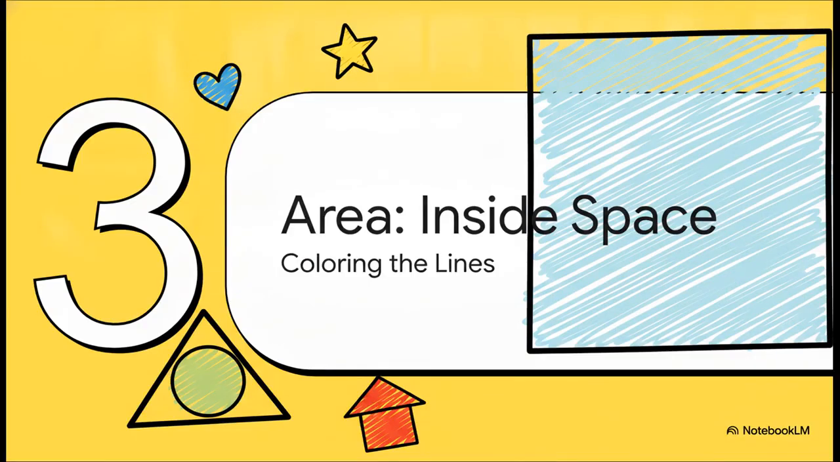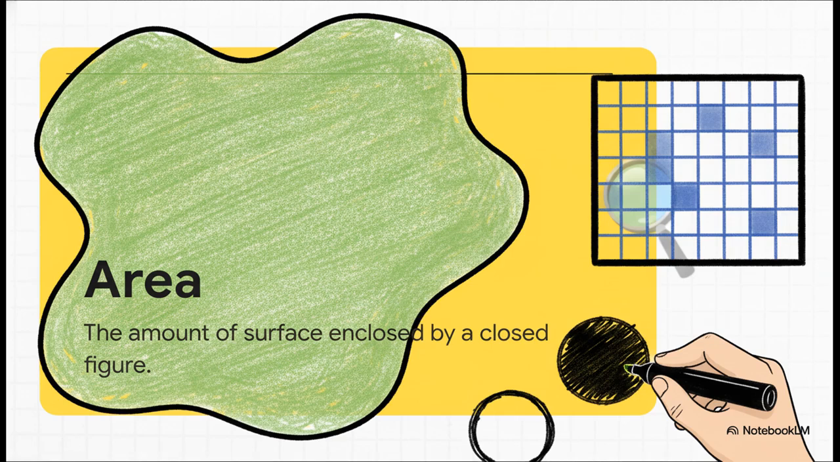All right, section 3. Let's talk about area, the inside space. Area is simply the amount of surface that is enclosed by that boundary we were just walking. So if perimeter is like drawing the outline of a shape with a pen, area is when you take a big, thick marker and color in the entire inside space completely.